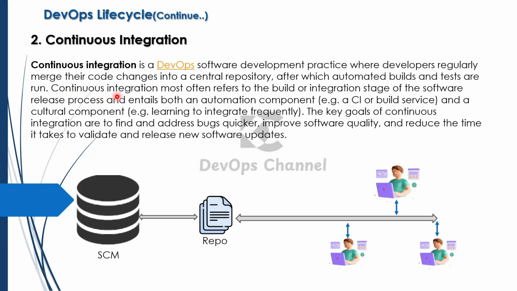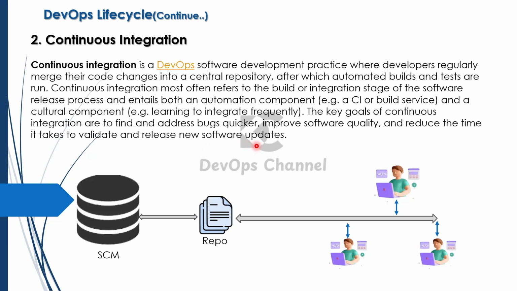Continuous integration most often refers to the build or integration stage of the software release process and entails both an automation component, for example a CI or build service, and a cultural component, for example learning to integrate frequently. So whatever feature they are working on, they are integrating all of these in the single repository. The key goals of continuous integration are to find and address bugs quicker, improve software quality, and reduce the time it takes to validate and release new software updates.